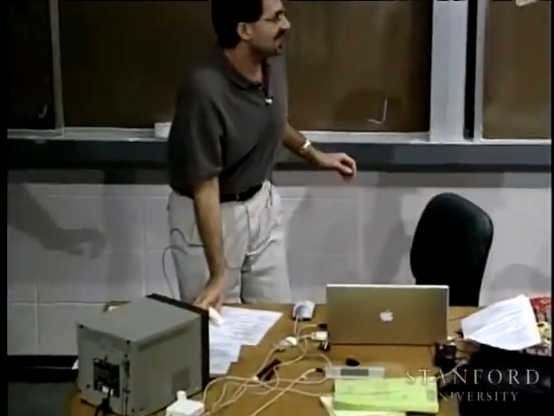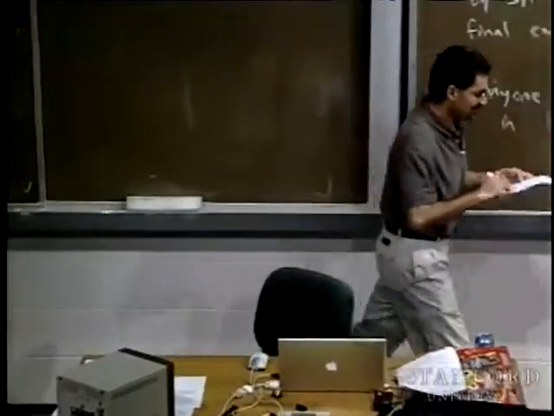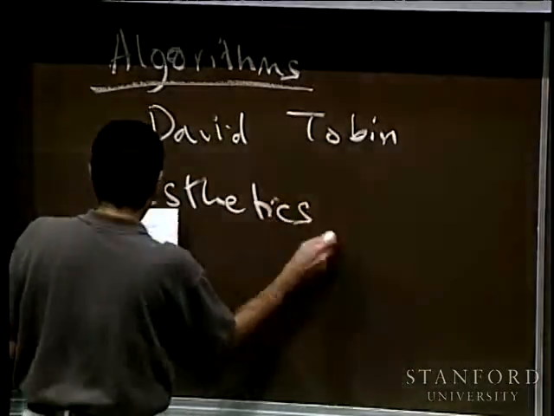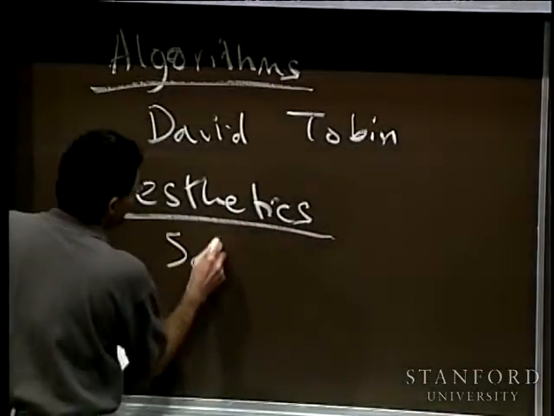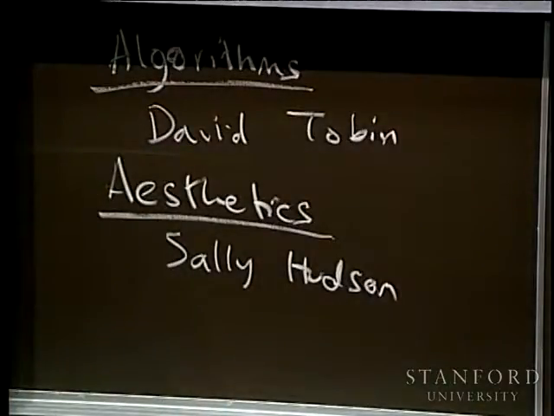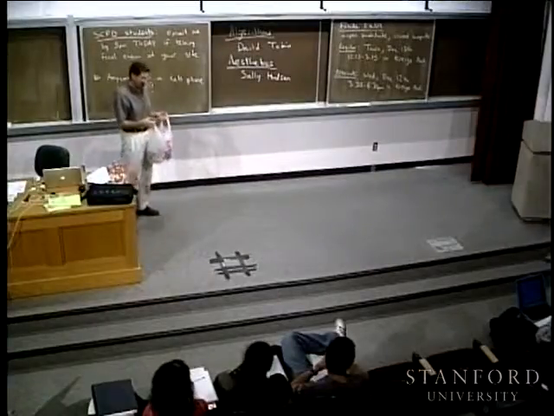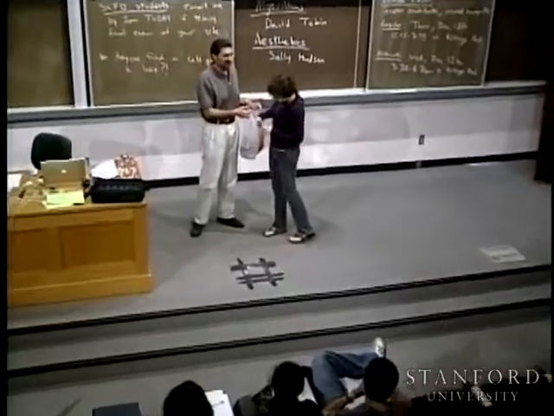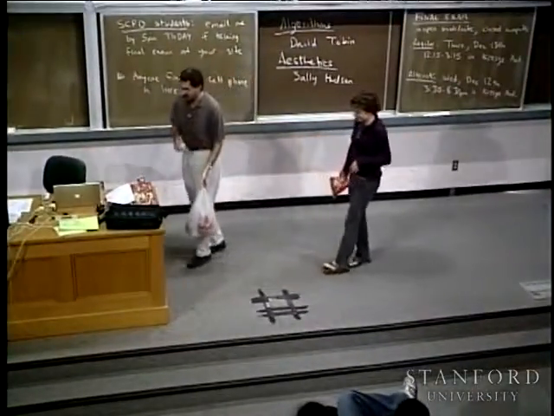So, also in the aesthetics category, is Sally Hudson here? Come on down. Takes a little while. You also get your choice of the random candy. And you might wonder why there's random candy, because, well, I just buy a lot of candy at Safeway. Kit Kat fan, good times.